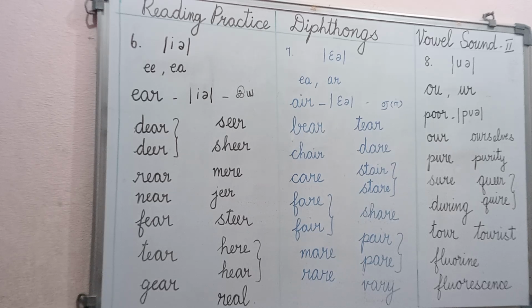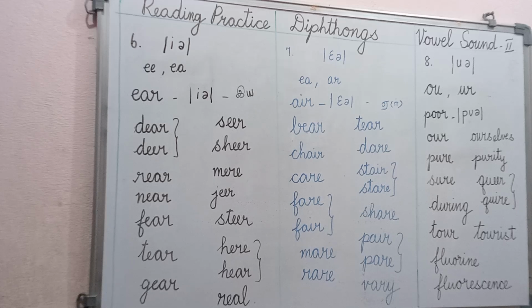The sixth diphthong: the letters are EE or EA and the sound is ear. Shall we read? Ear. The sound is ear. Dear, rear, near, fear, tear, gear, sear, sheer, mere, jeer, steer, here, real. Shall we go to the next sound?